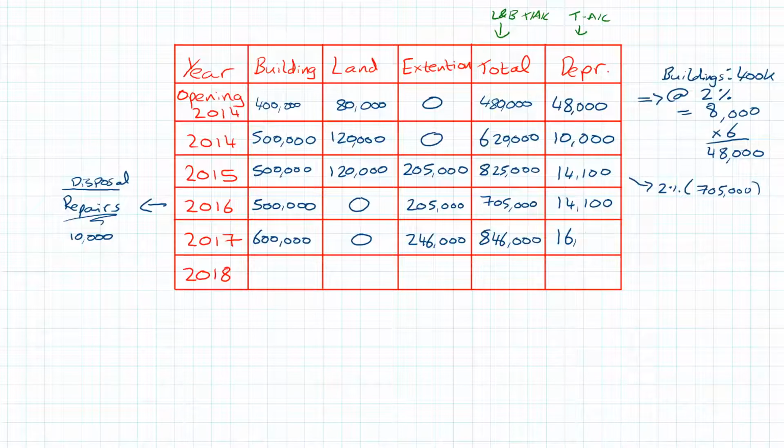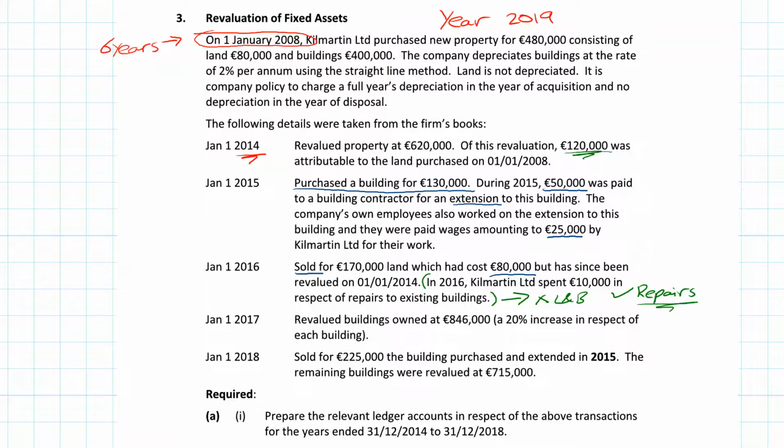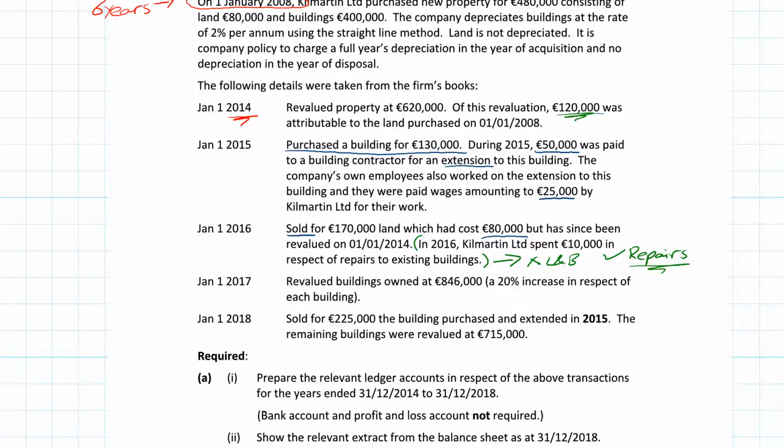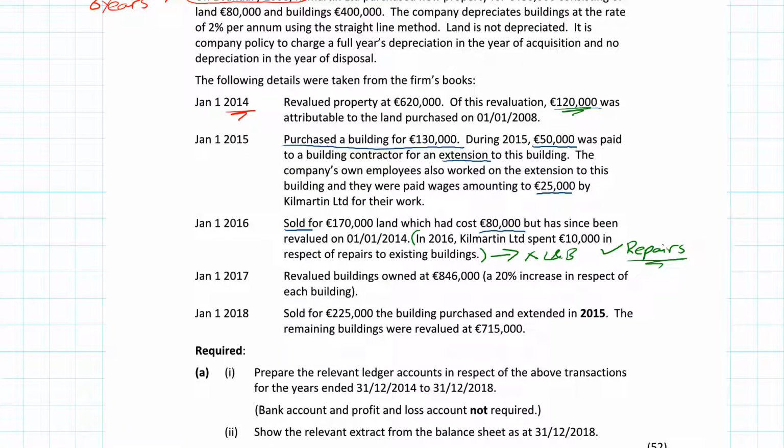So it's 16,900. Sorry, 16,920. Now, last one in 2018. So let's try and get through this nice and quick. So now what we're saying is we sold for 225,000 the buildings that were purchased during the extension in 2015. The remaining buildings were revalued to 715.